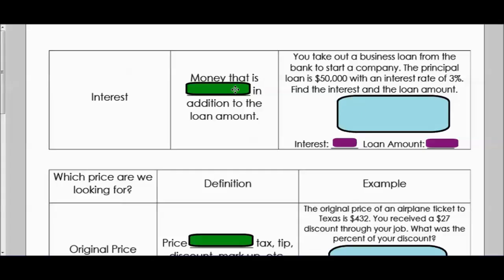This is money that is owed. The interest is money that's owed in addition to a loan amount. So you're taking out a certain amount of money, and then you're charging them basically for using your money over an amount of time.